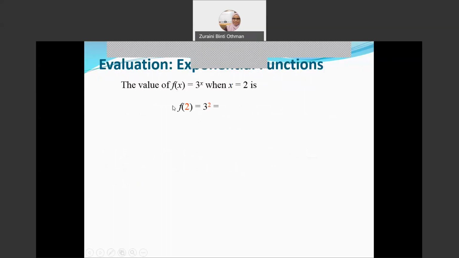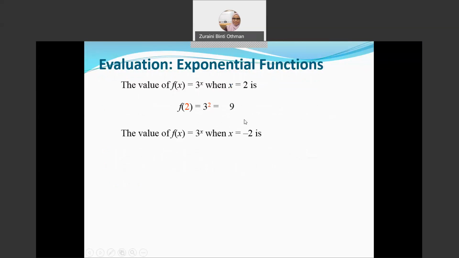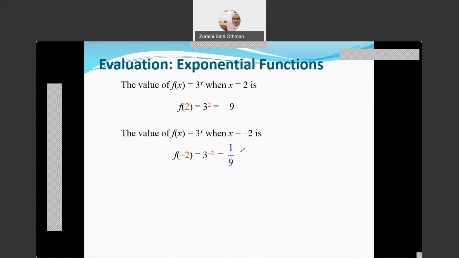Okay, next is the value of f(2) from this equation, which is 3 power of 2, which is equal to 9. Then we have f(x) is equal to 3 power of x. When x is equal to negative 2, we just replace negative 2, then it is actually 1 over 3 power of 2. From this, kita hilangkan negative power of negative 2 tu dengan meletakkan 3 kuasa 2 di denominator. Itu ialah dia punya rule.